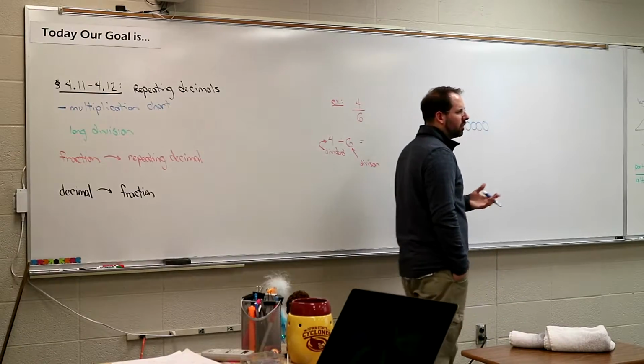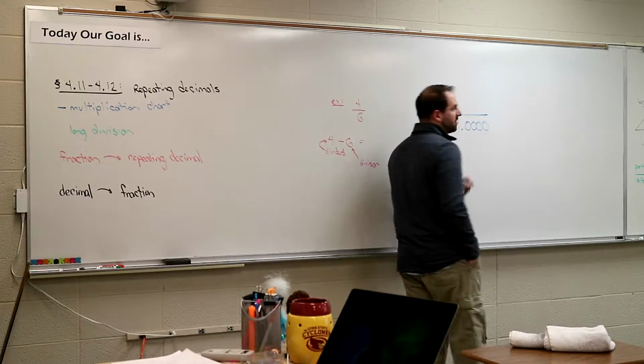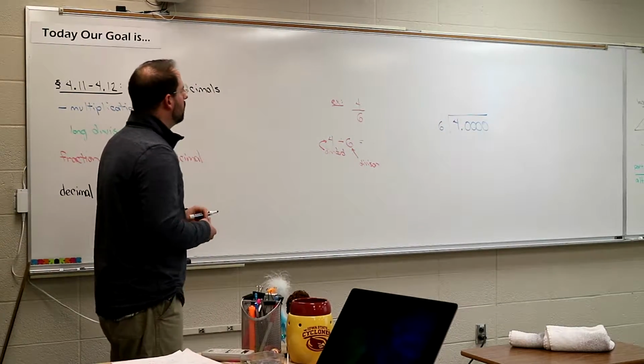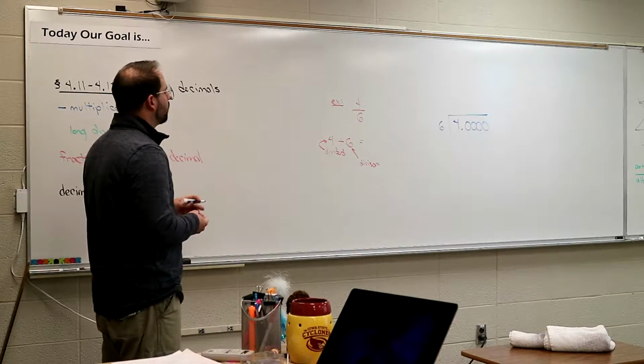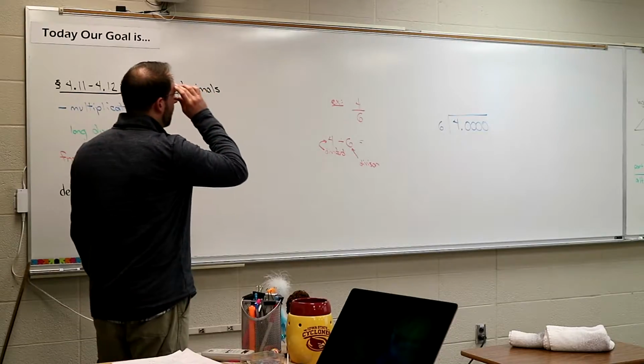I usually go about 3 or 4 zeros after it. On the outside, you're going to put the other number, which is the 6. The bottom number goes on the outside. That's the divisor, the denominator. That's the bottom number. Okay, that goes on the outside.